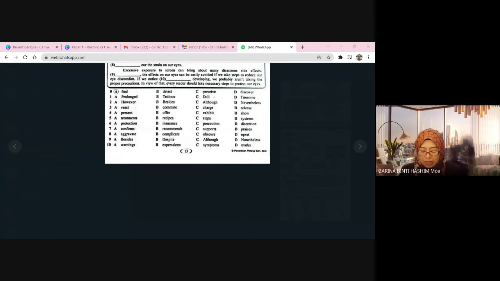Besides, the effect on our eyes can be easily avoided if we take steps to reduce. Besides means you want to add on ideas, so you cannot use besides here. Despite, the effect, also not correct. A and B are out. Although, again, you cannot have although, comma, no. So we are left with nonetheless, which means walau bagaimanapun. Nonetheless, the effect on our eyes can be easily avoided if we take steps to reduce our eye discomfort. So the answer is D for number 9.